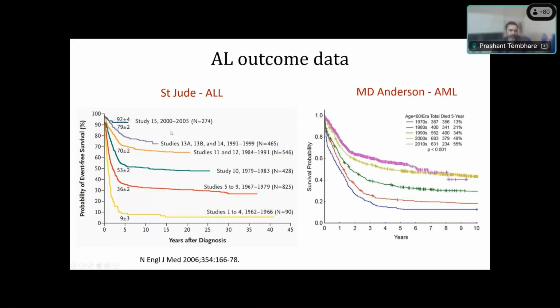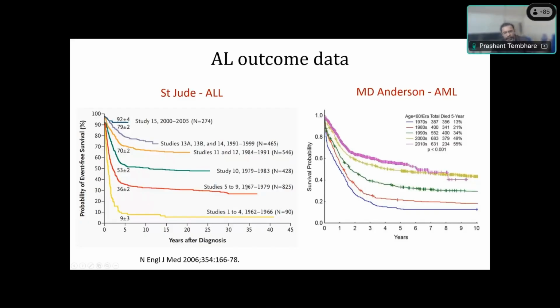Now, the curve shows the data from different years. If you look at the first curve here, it looks like from 1962 to 1966, where they documented 90 patients. And if you look at the years of follow-up, you can see from 5 years to 45 years of follow-up after diagnosis. These patients had a 5-year survival of only 10%, right? Most of the patients, 90%, died within 5 years of diagnosis, which indicates that the disease was very aggressive.